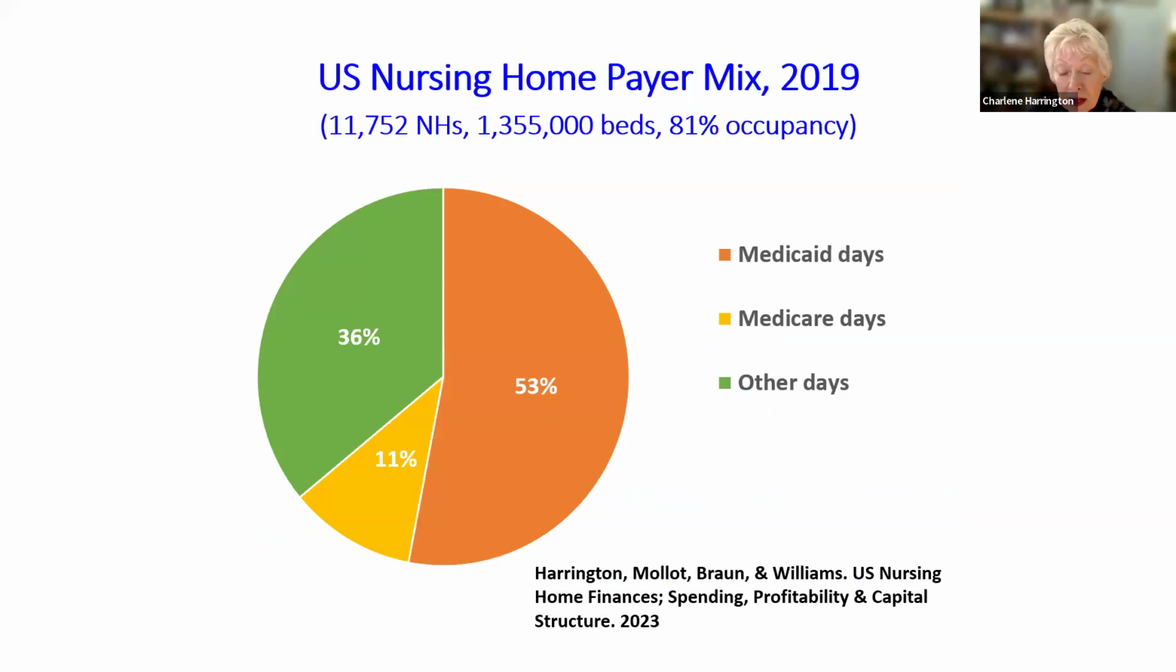We had an entire set of about 15,000 nursing homes, but about 12,000 nursing homes had complete data that we could use for this study. And we looked at, first of all, the days of care. Here you see that Medicaid was 53% of days and Medicare was 11% of days. So government is paying for the majority of all the care days. Next slide.